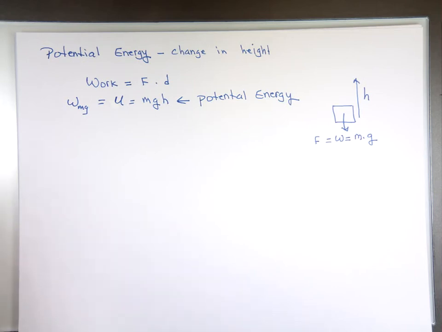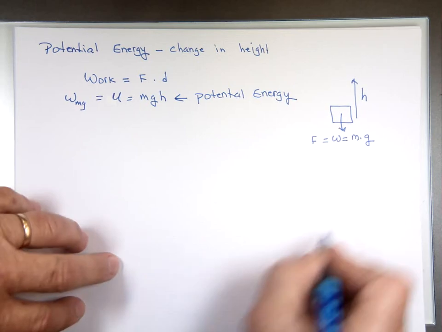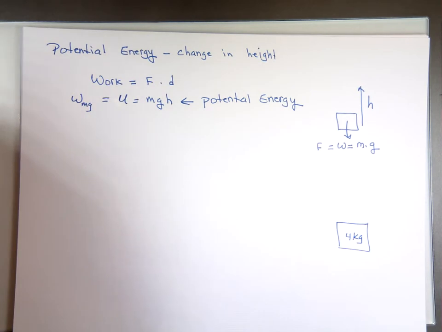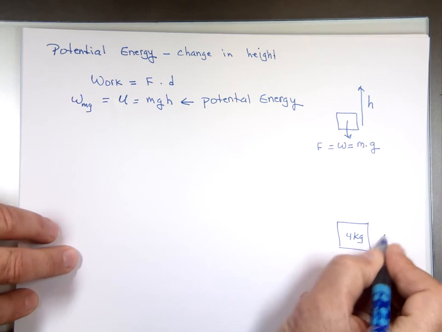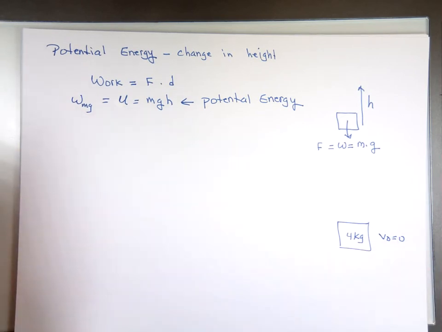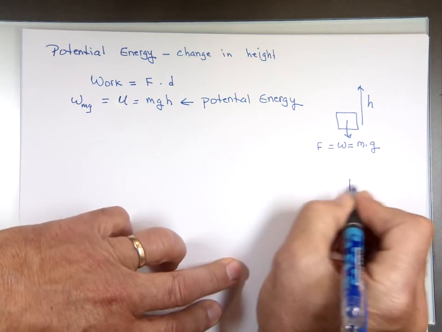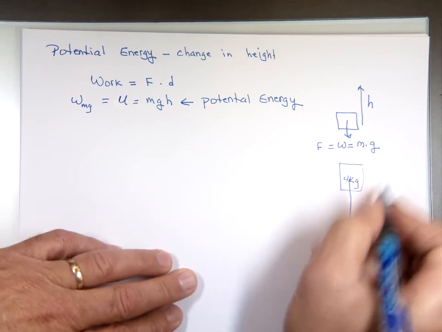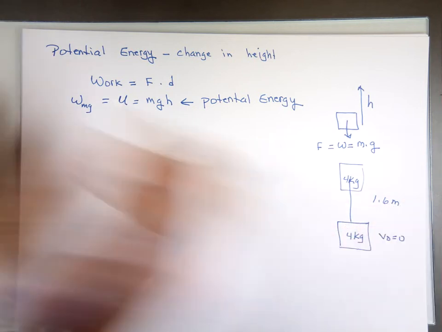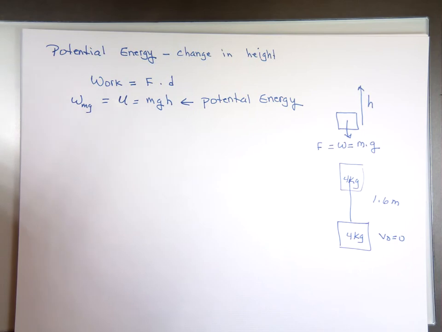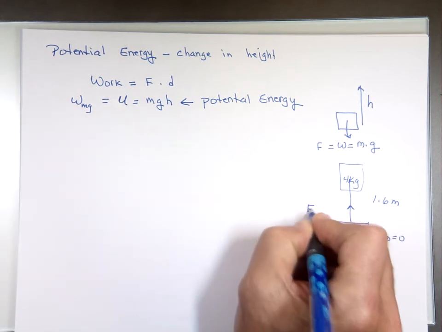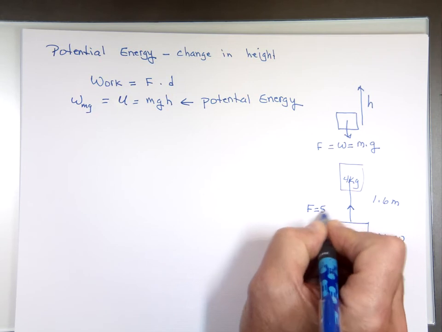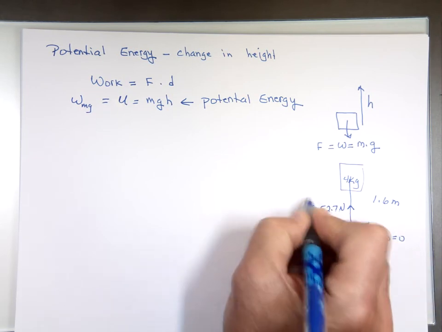So let's take an example. If you have a 4 kilogram book, and you're going to lift it up vertically. Initial velocity was 0. The book was sitting on the ground. You're going to pick it up and move it a height of 1.6 meters. And we pushed it up with constant force. So we have a force pushing up constant. And the value of that force was 52.7 Newton.